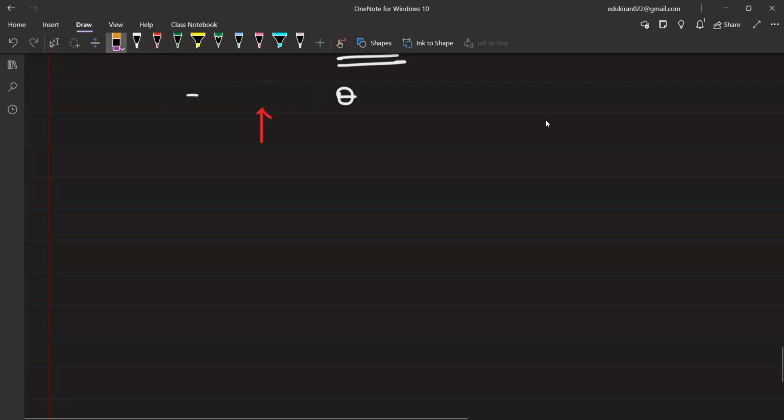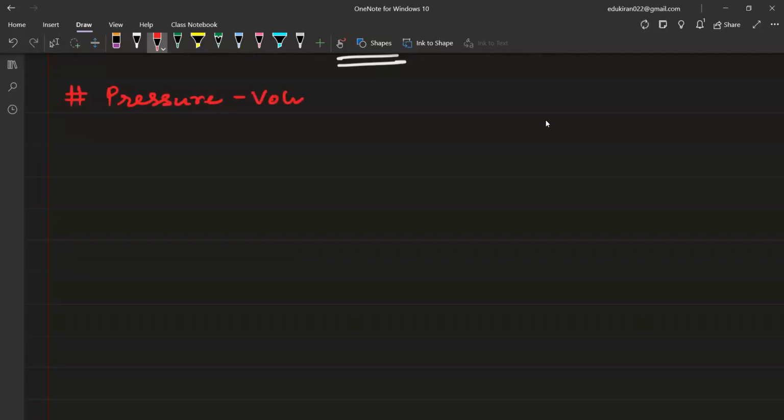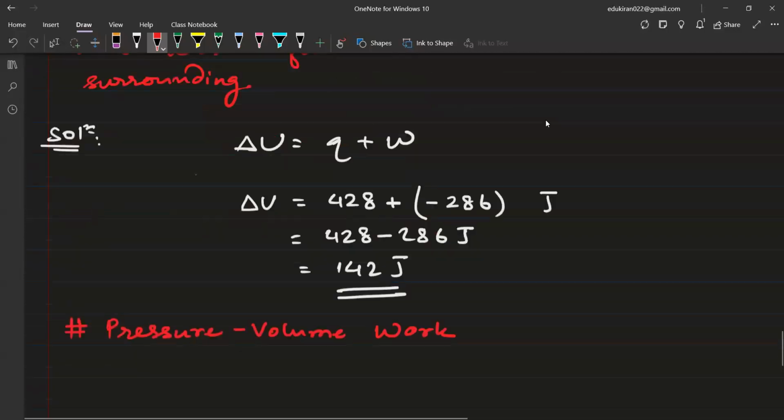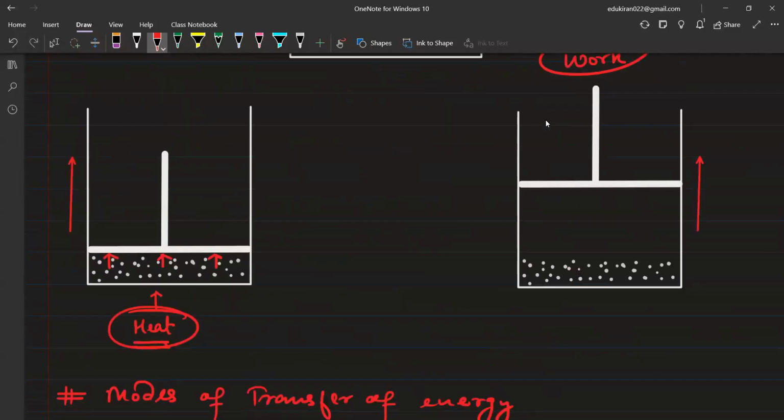अच्छा, so what is there in chemistry? It is pressure and volume. So we have a work in chemistry which we call pressure volume work. So we are going to understand this part. Pressure volume work. Basically, it is the same thing only.